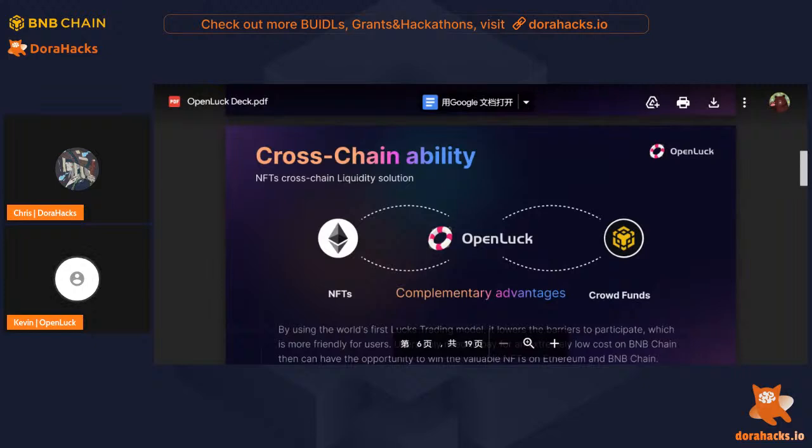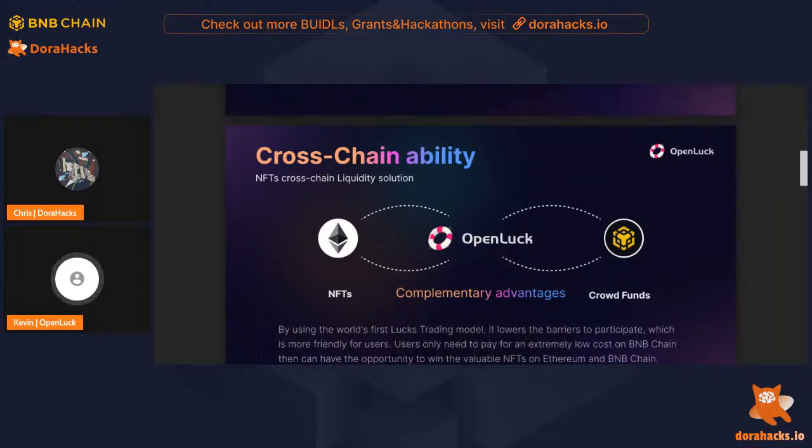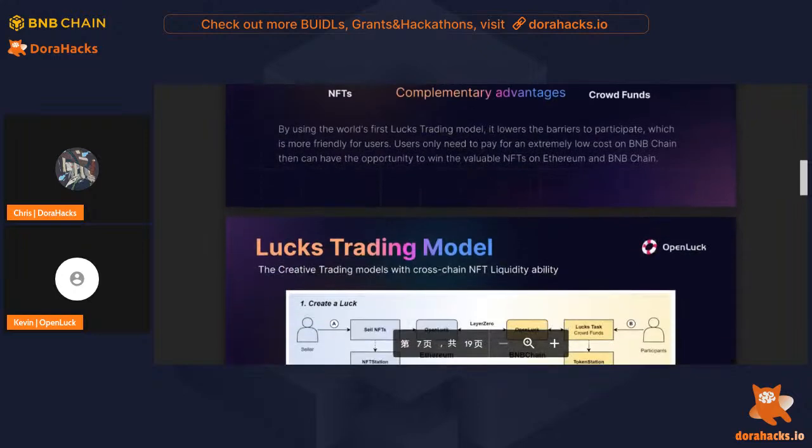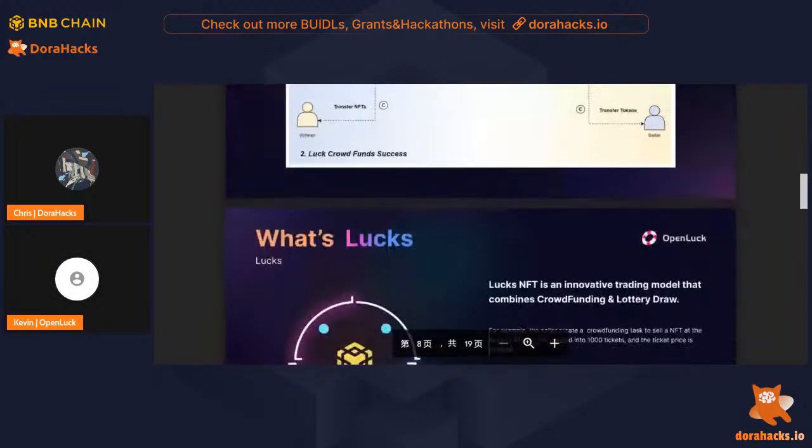That is our cross-chain ability. By using the world's first Luck Trading model, it lowers the barriers to participate, which is friendlier for users. Users only need to pay an extremely low cost on BNB chain, then they can have the opportunity to win valuable NFTs on the BNB chain.